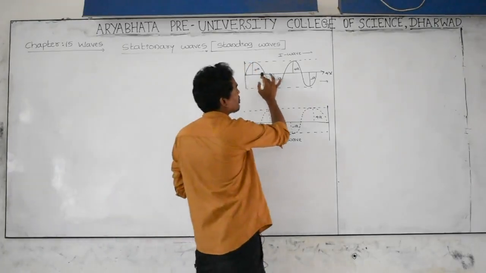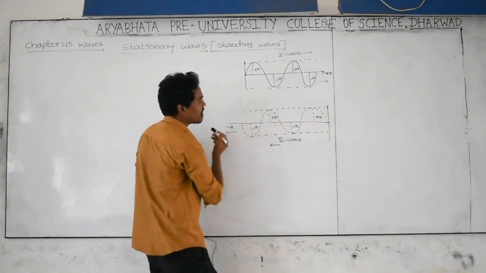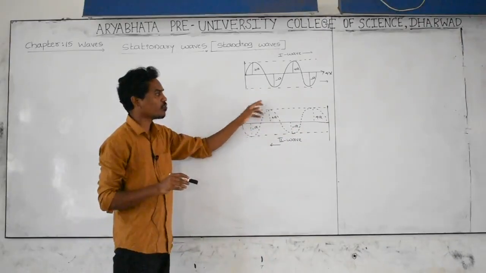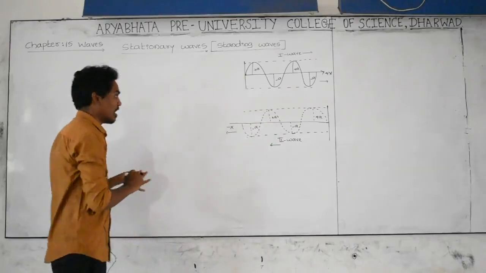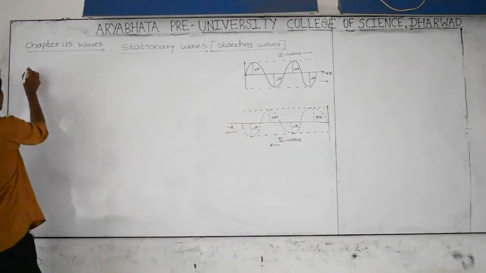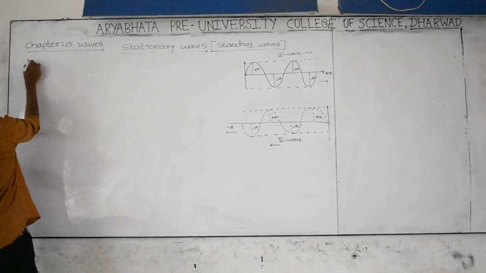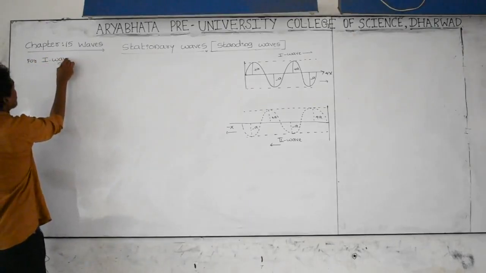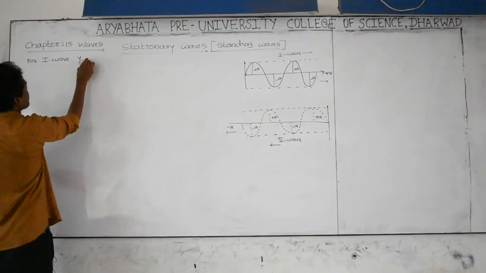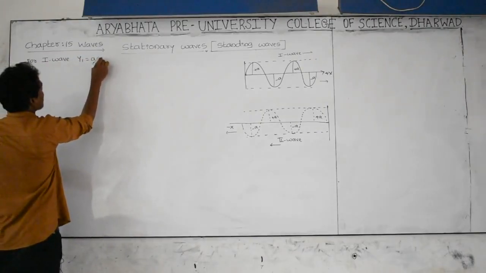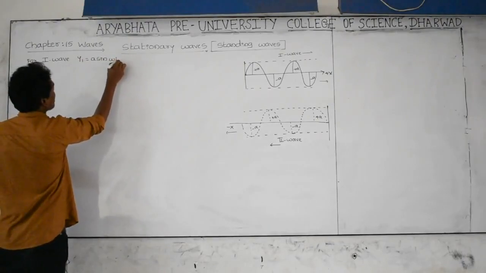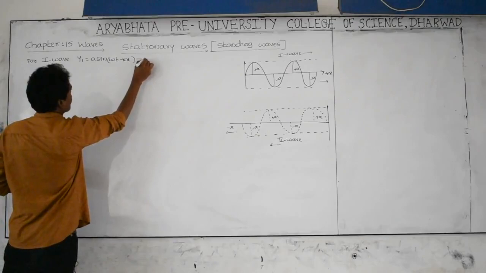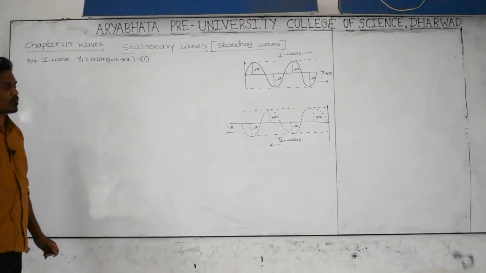The first wave moves in the positive x direction, the second wave moves in the negative x direction. This is the first wave, this is the second wave, both in opposite directions. For the first wave I am taking the wave equation y1 is equal to a sine of (omega t minus kx). Let us take it as equation number 1.